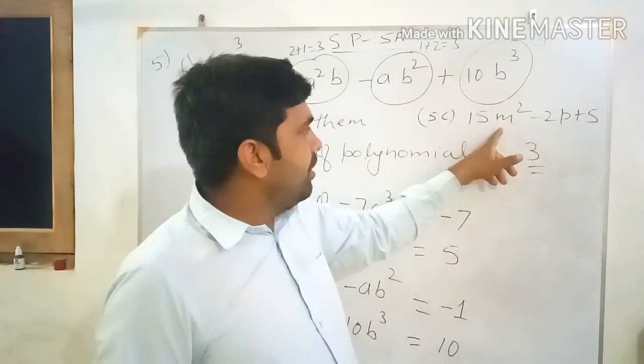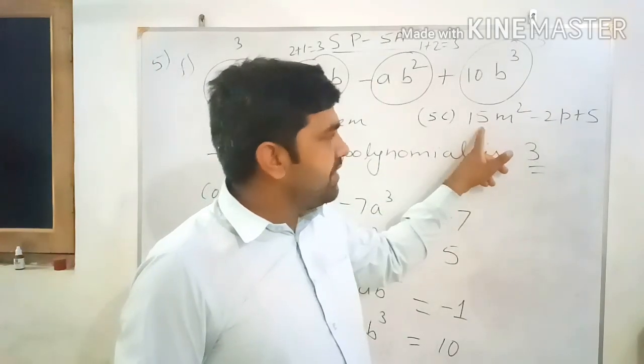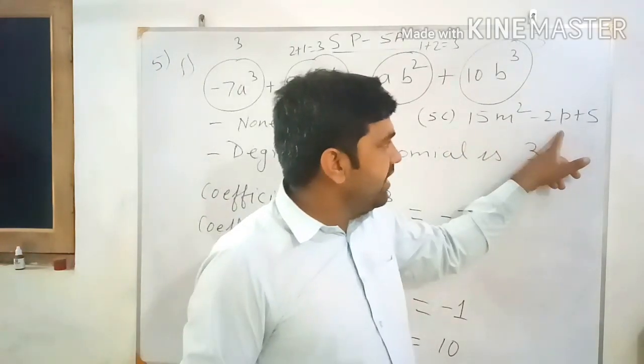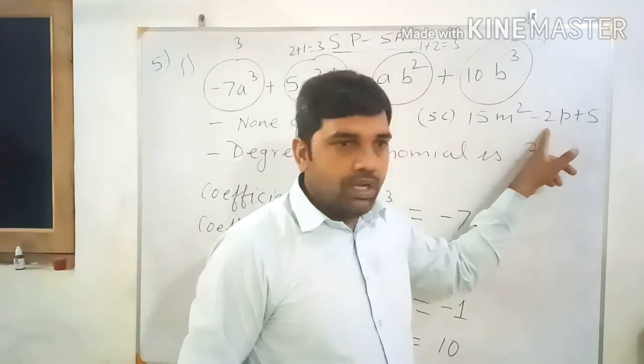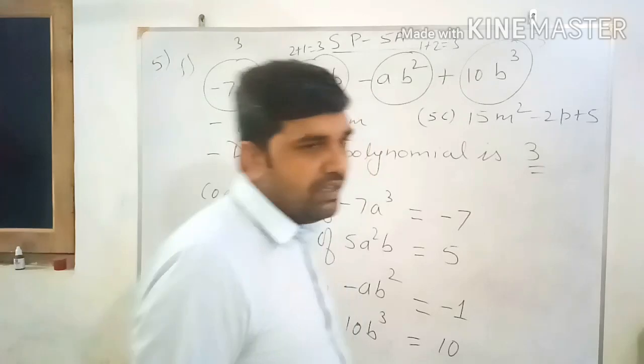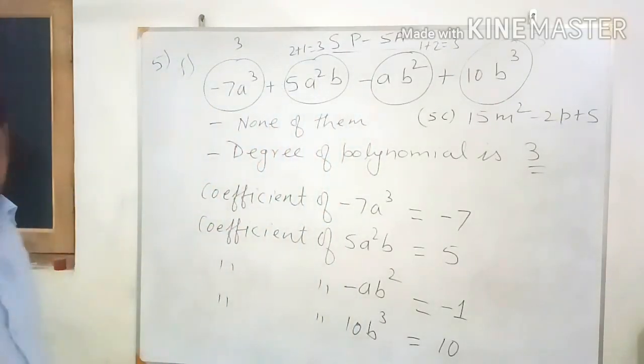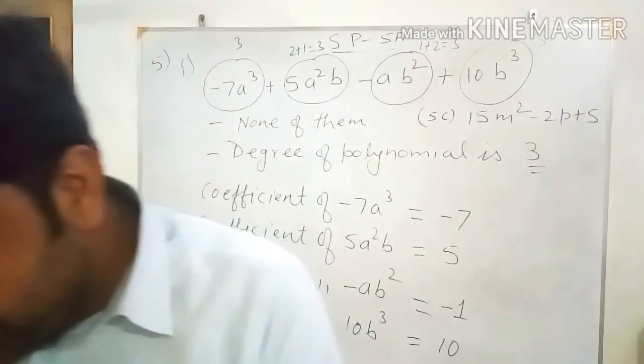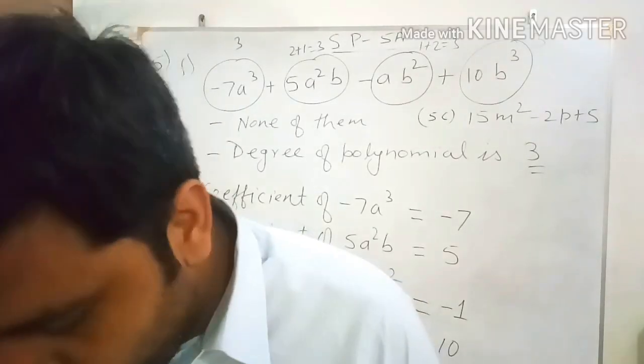So here the coefficient of the first term 15m square is plus 15, and the coefficient of the second term minus 2p is what? Minus 2. And the coefficient of the third term 5 is what? 5. Here it is the numerical coefficient only, 5. Okay. So like this we are finding the numerical coefficients.